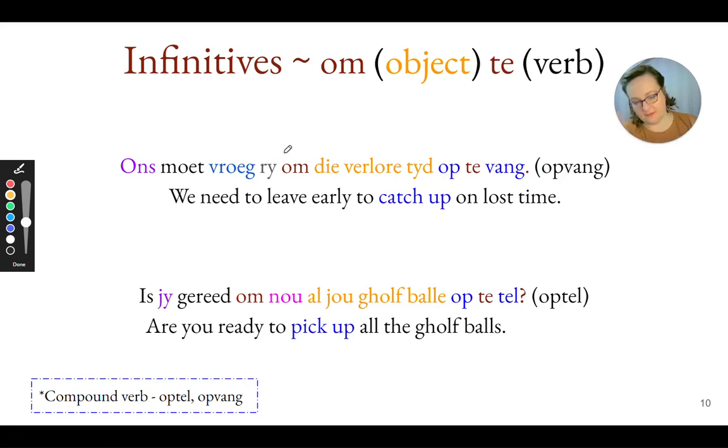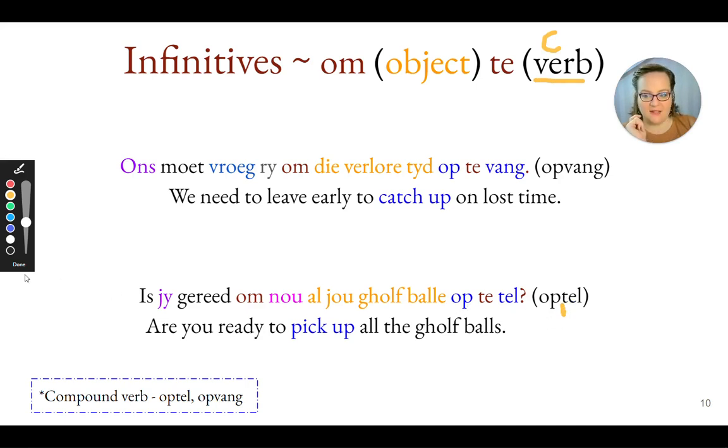Ons moet vroeg ry, stoppie. Om die verlore tyd op te vang. We need to leave early to catch up on lost time. Is jy gereed om nou al jou golfballe op te tel? Okay, just some emphasis on now. Is jy gereed om nou te doen? You will do it now. So, where does the te go for the infinitive if you have om te verb here, but it's a compound verb? In between the two there.